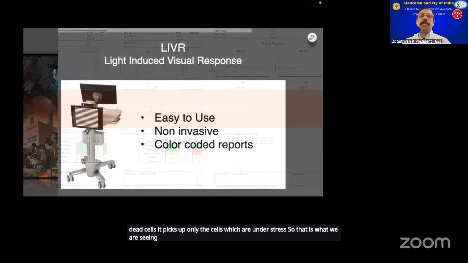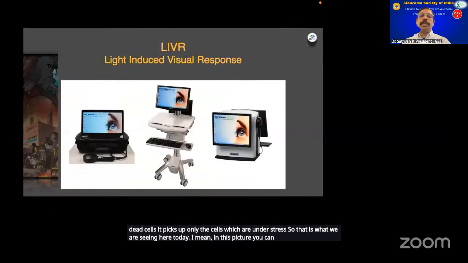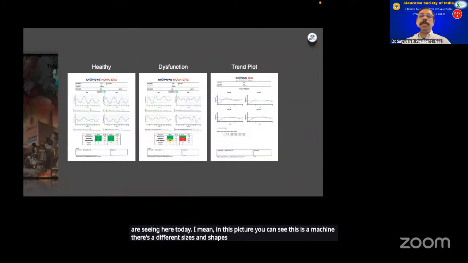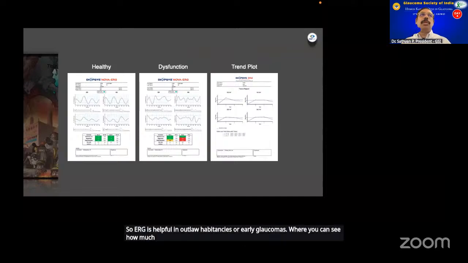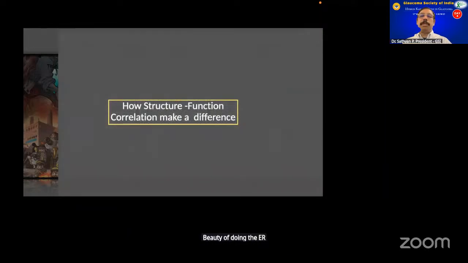In this picture, you can see this is a machine. Different sizes and shapes of machines are available. So ERG is helpful in ocular hypertensives or early glaucomas, where you can see how much the cells are under stress. So you can treat them a little bit more aggressively, where we can reverse the glaucomatous damage. That is the beauty of doing the ERG and identifying whether the patient has damage.